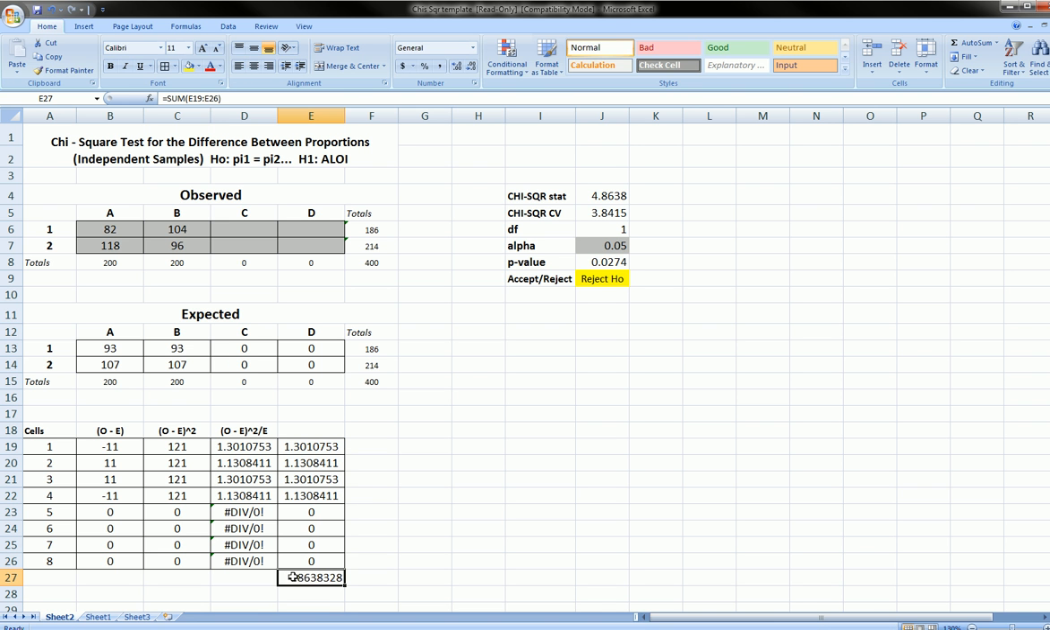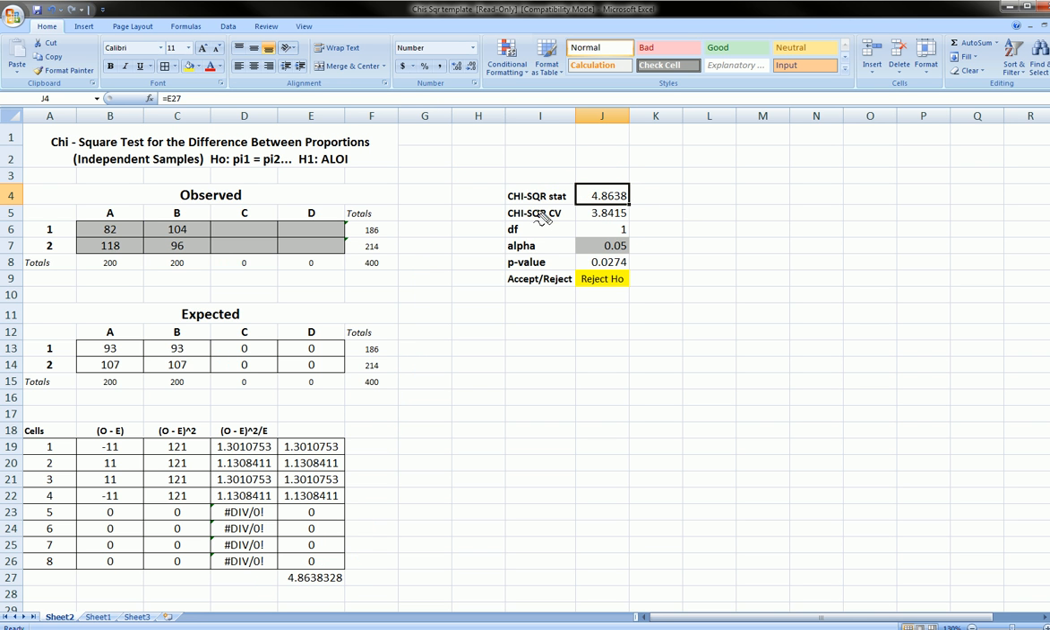So basically this was the sum of all those. And this is my chi-square statistic. And I referenced that here. So this goes up here. Okay? That's our test's chi-square statistic.